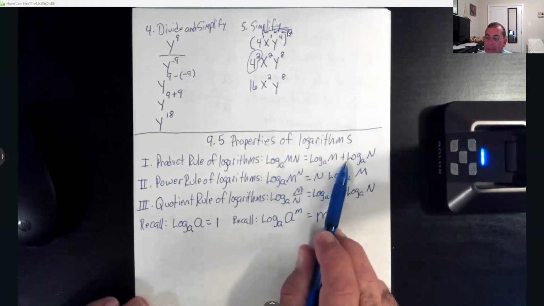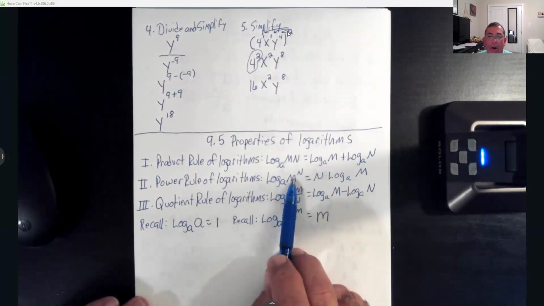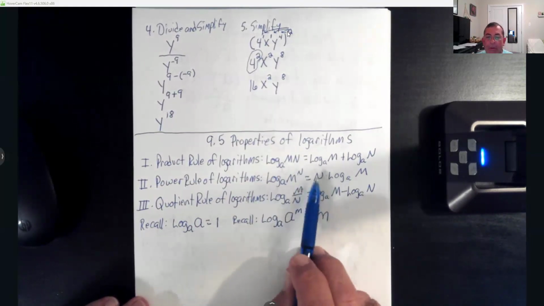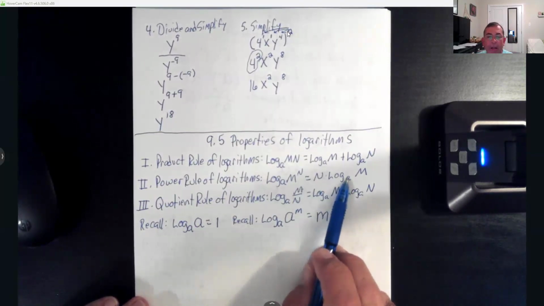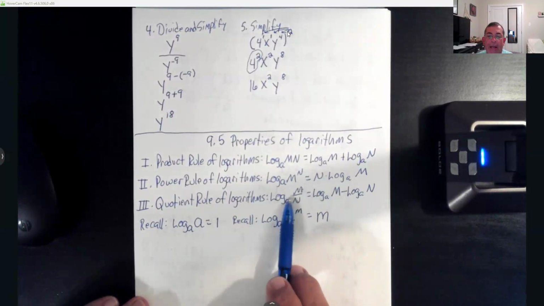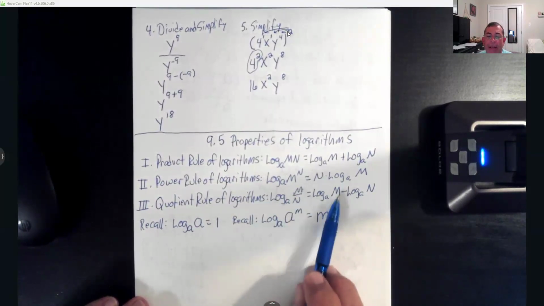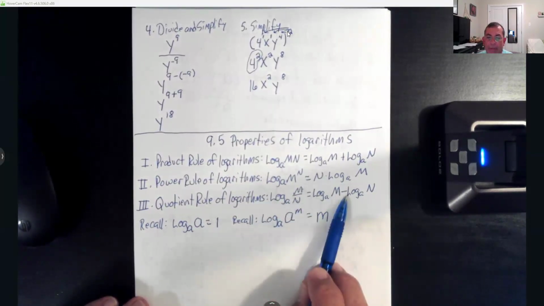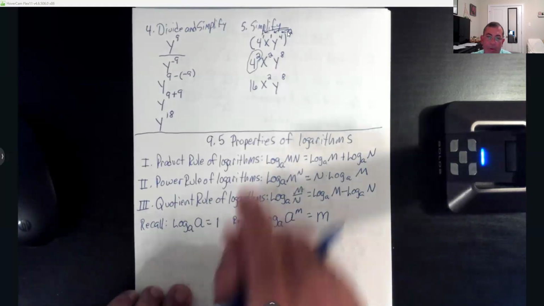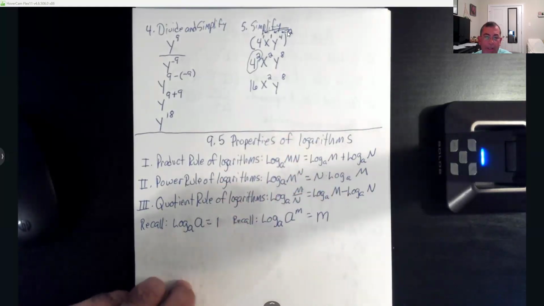Rewrite a product as a sum. Power rule, when you got a number raised to an exponent, we bring the exponent down to the front and write it as a product. Quotient rule, we subtract the log of the top minus the log of the bottom. Hey, also my examples, we're going to start going through these properties.